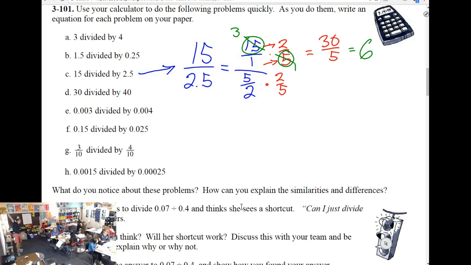So the flipping fractions, the whole turning division into multiplication that we did a few minutes ago, that's on the yellow poster, if you want to remind yourself.